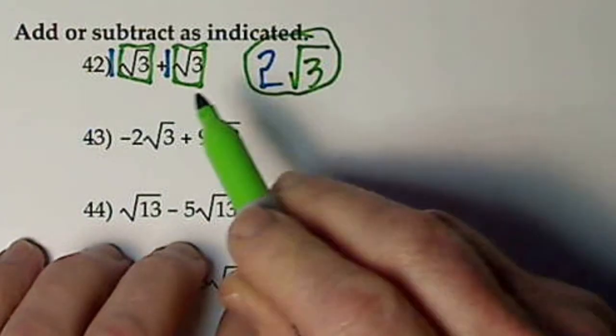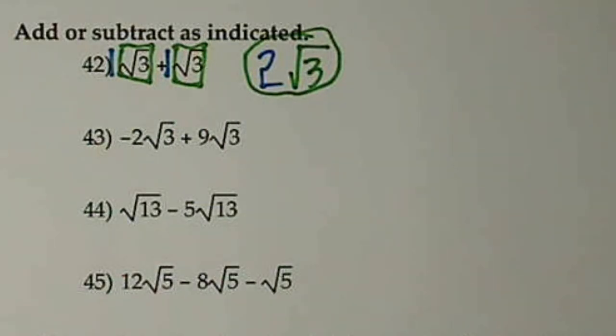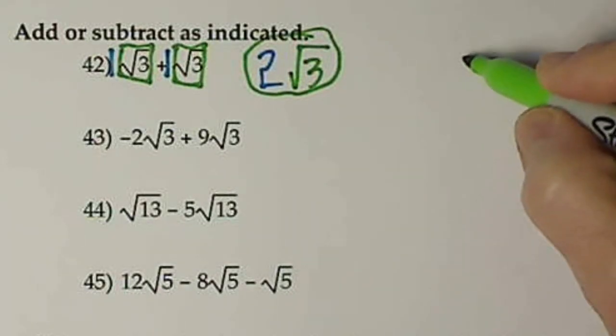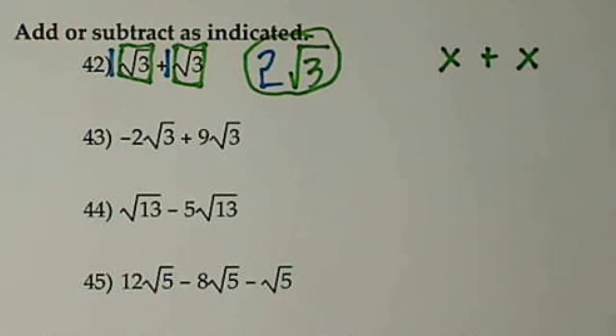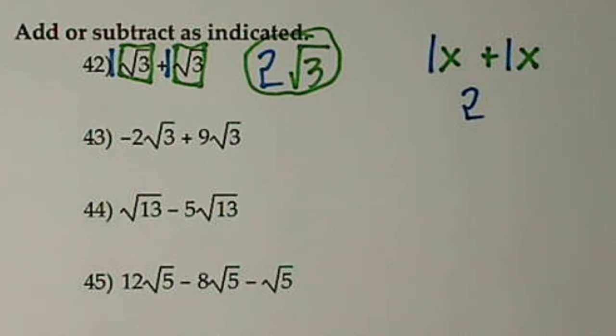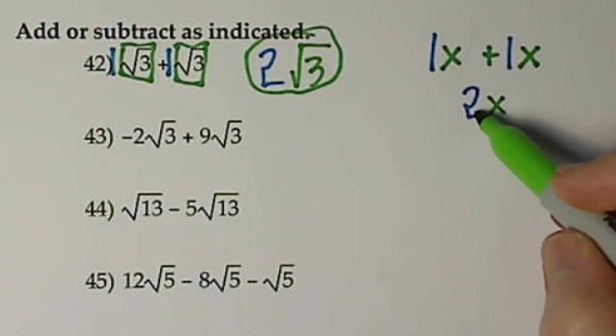So this is the answer to this expression here. Okay, and I'll make the comparison to algebra. If you have x plus x, it's understood that there's a leading coefficient of 1 for each variable. So I can add these, and I would get 2x. Okay, so it's the same logic. I don't know what x is, but I know that I have 2 of them.